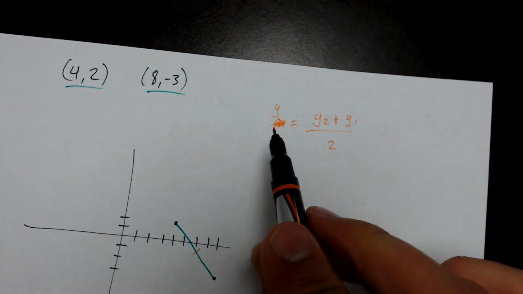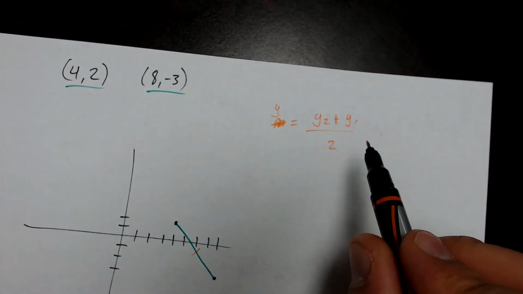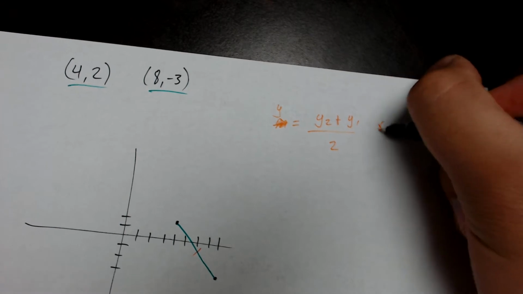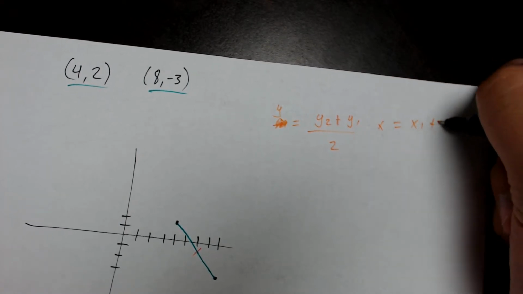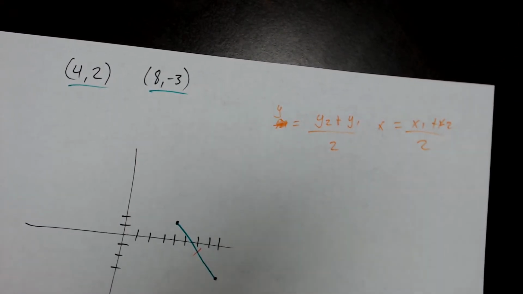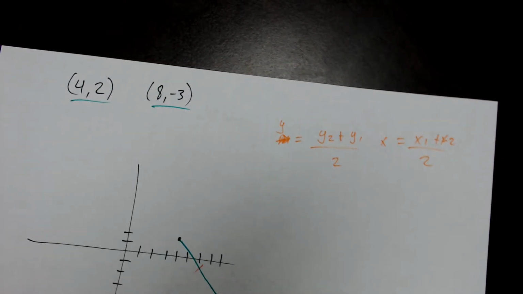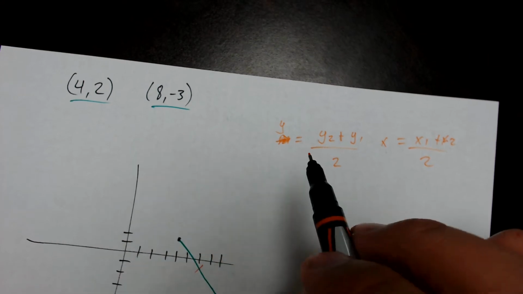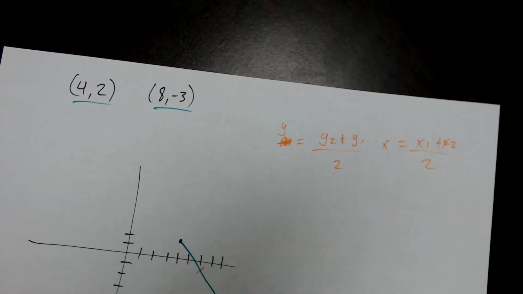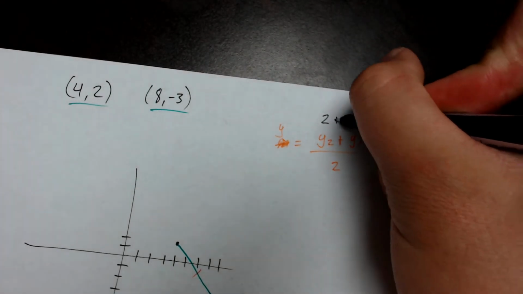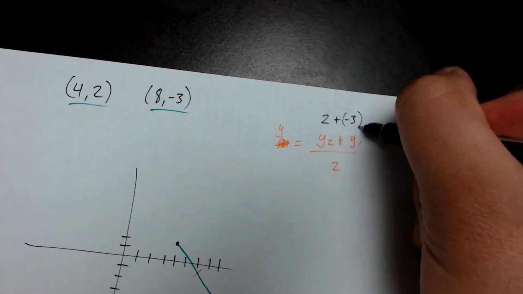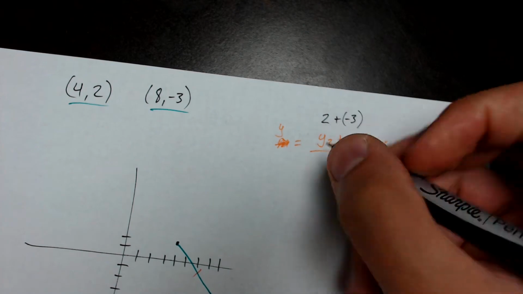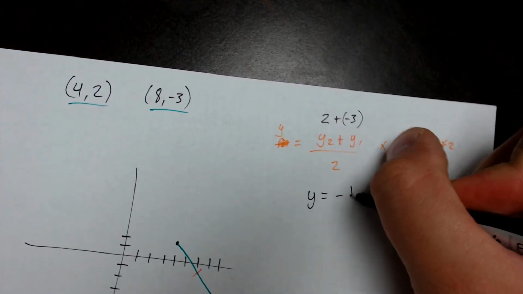So for the midpoint formula, y is going to equal y1 plus y2 divided by 2, and then x is going to equal x1 plus x2 divided by 2. So again, midpoint formula, pretty simple. We'll plug in our y amounts, which are 2 and negative 3. So 2 plus negative 3 is negative 1. So y is going to equal negative 1/2.